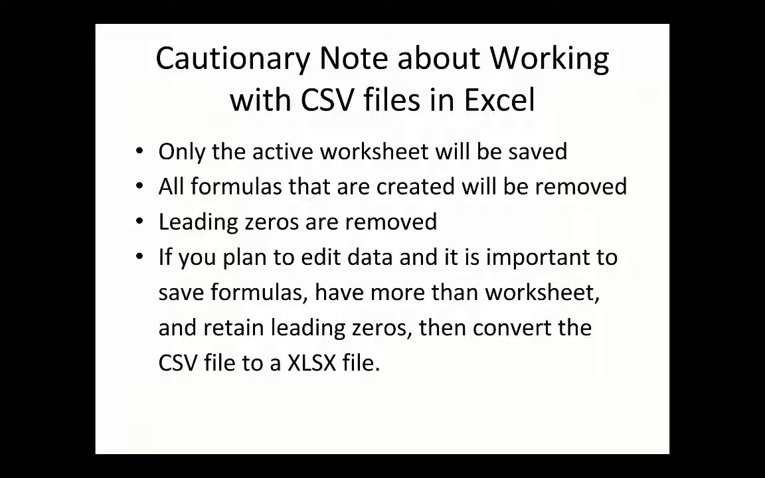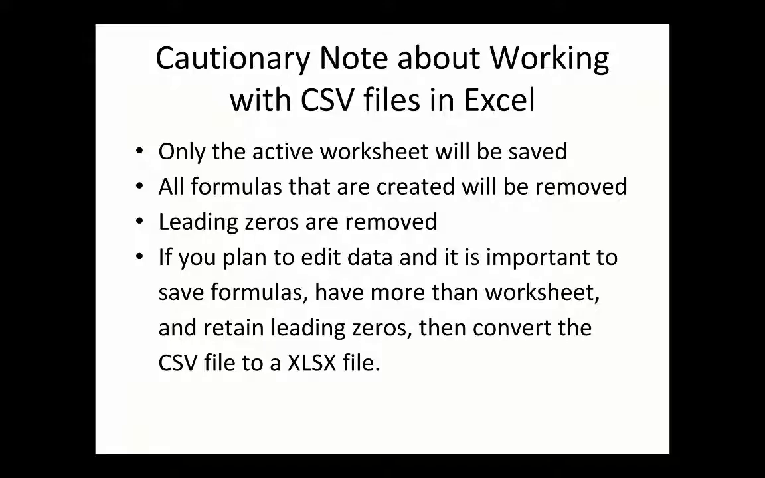You need to be cautious when you work with a CSV file in Microsoft Excel, particularly when you are saving the data. First, if you have numerous worksheets with data in them and you save the Excel file as a CSV, only the active worksheet will be saved. The active worksheet is the worksheet that is open at the time you save. Second, all formulas will be removed once you save the file as a CSV. This is only the case after you close the file down and reopen it in Microsoft Excel.